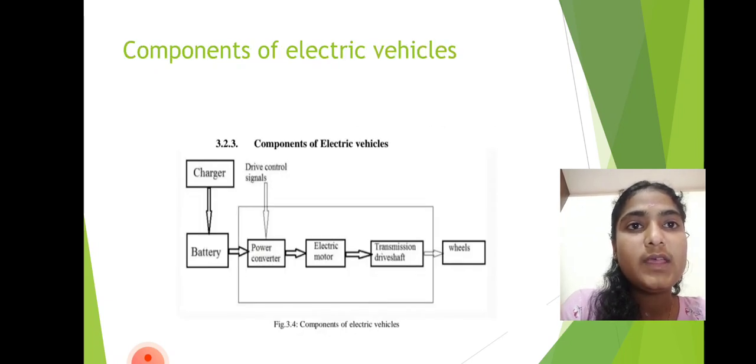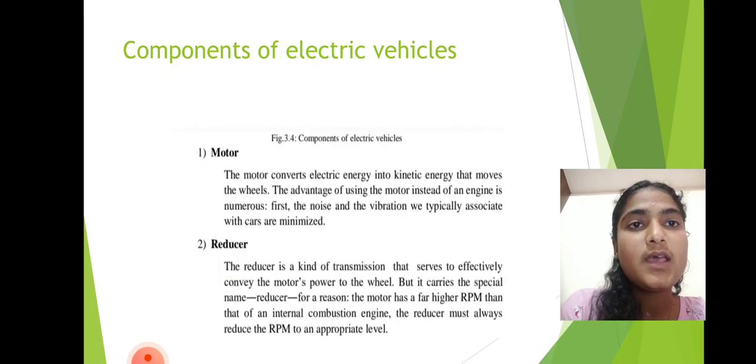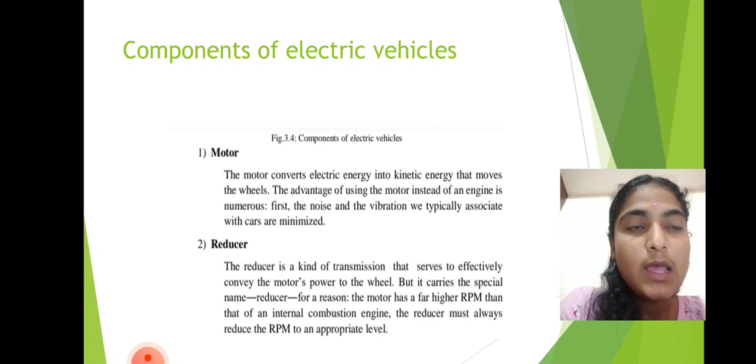Components of electric vehicles: charger, battery, power converter, electric motor, transmission, drive shaft, wheels. These are the components of the electric vehicles. Then motor. The motor converts electrical energy into kinetic energy that moves the wheels. The advantages of using a motor instead of an engine are numerous. The noise and the vibration typically associated with cars are minimized.